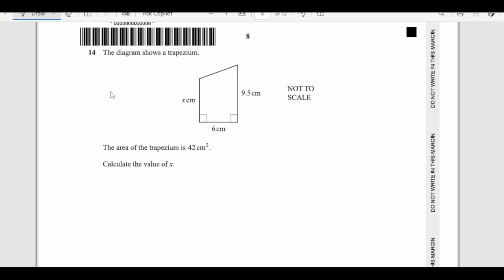So let's start. The question number 14 that we have here, the diagram shows a trapezium. This is a trapezium here. The area of the trapezium is 42 centimeter square. Calculate the value of x.